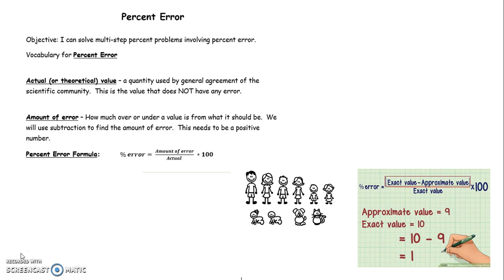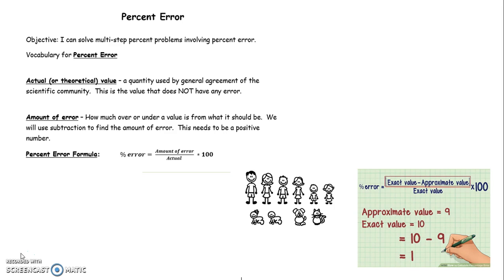You're going to have an actual value. In science class, it might be called the theoretical value. It's a quantity used by general agreement of the scientific community. This value does not have any error. The scientific community has come to what the actual density of aluminum is.